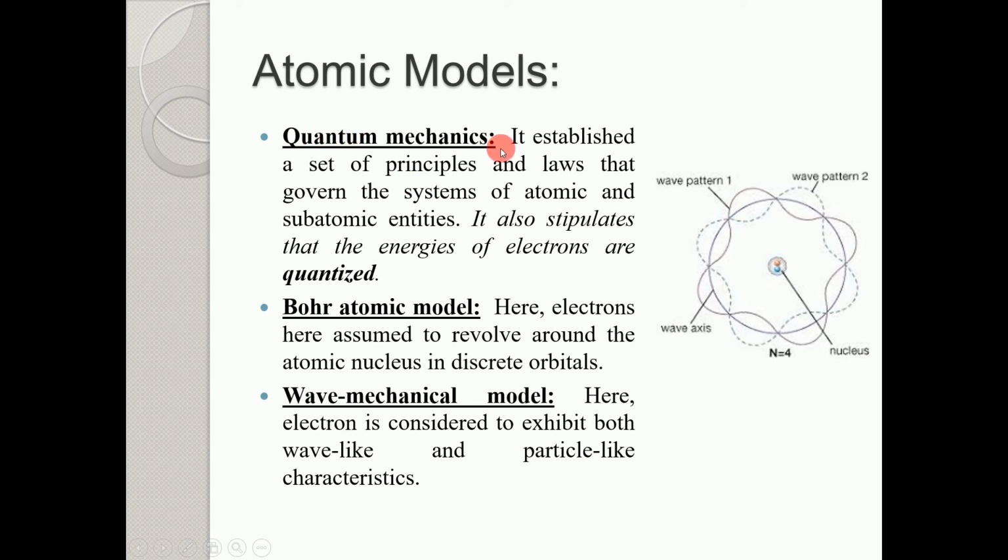So quantum mechanics established a set of principles and laws that govern the systems of atomic and subatomic entities. It also stipulates that the energies of the electrons are quantized. Clear? Bohr atomic model: in this model, the electrons are assumed to revolve around the atomic nucleus in discrete orbitals, and in the wave mechanical model, the electron is considered to exhibit both wave-like and particle-like characteristics.